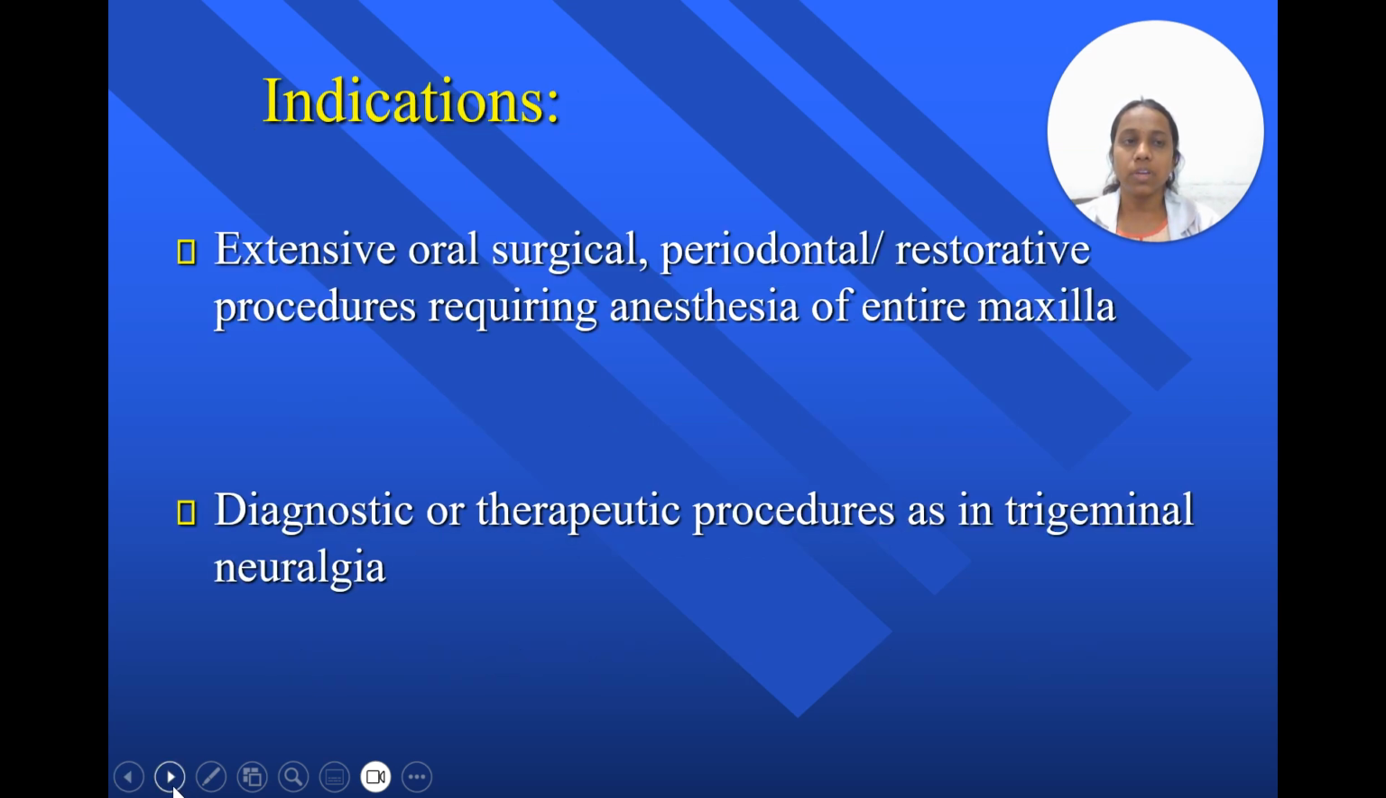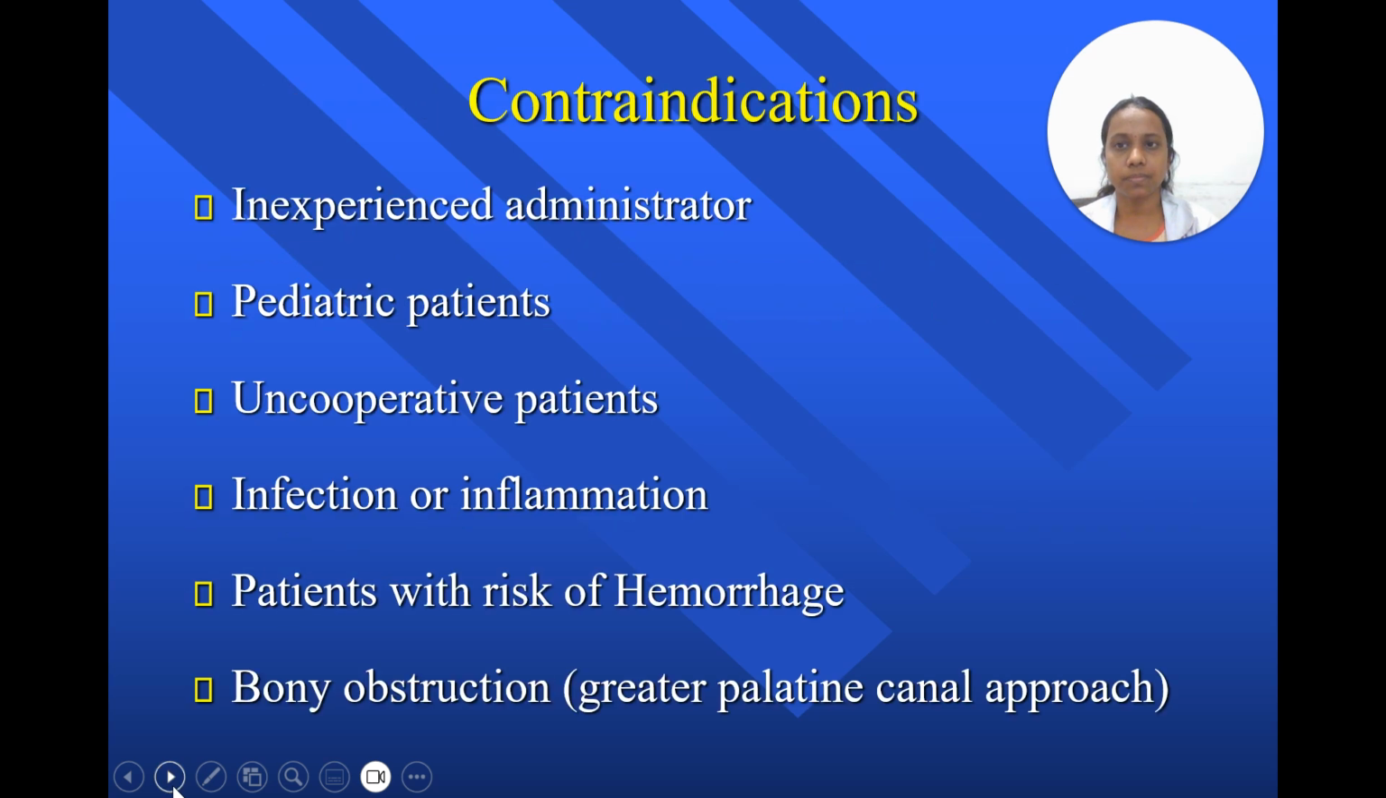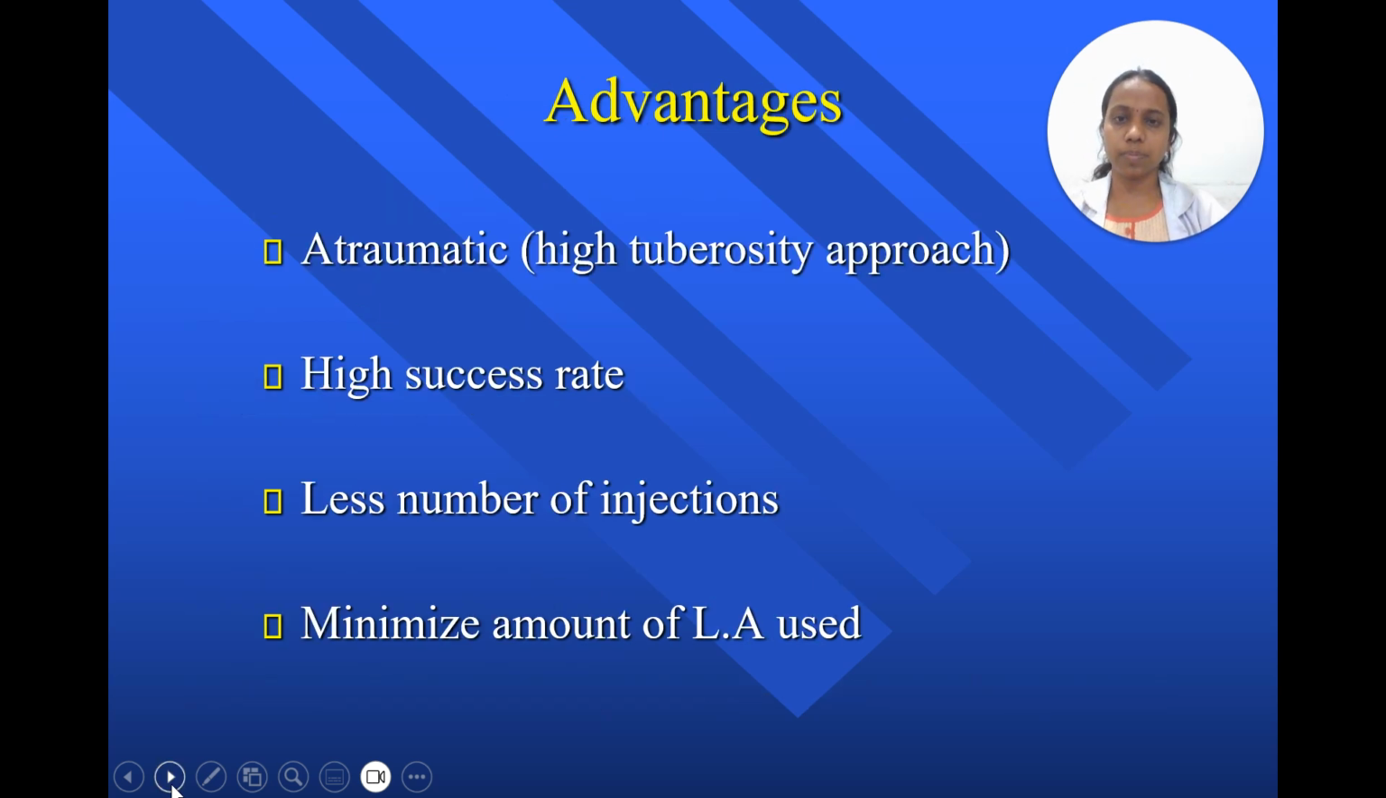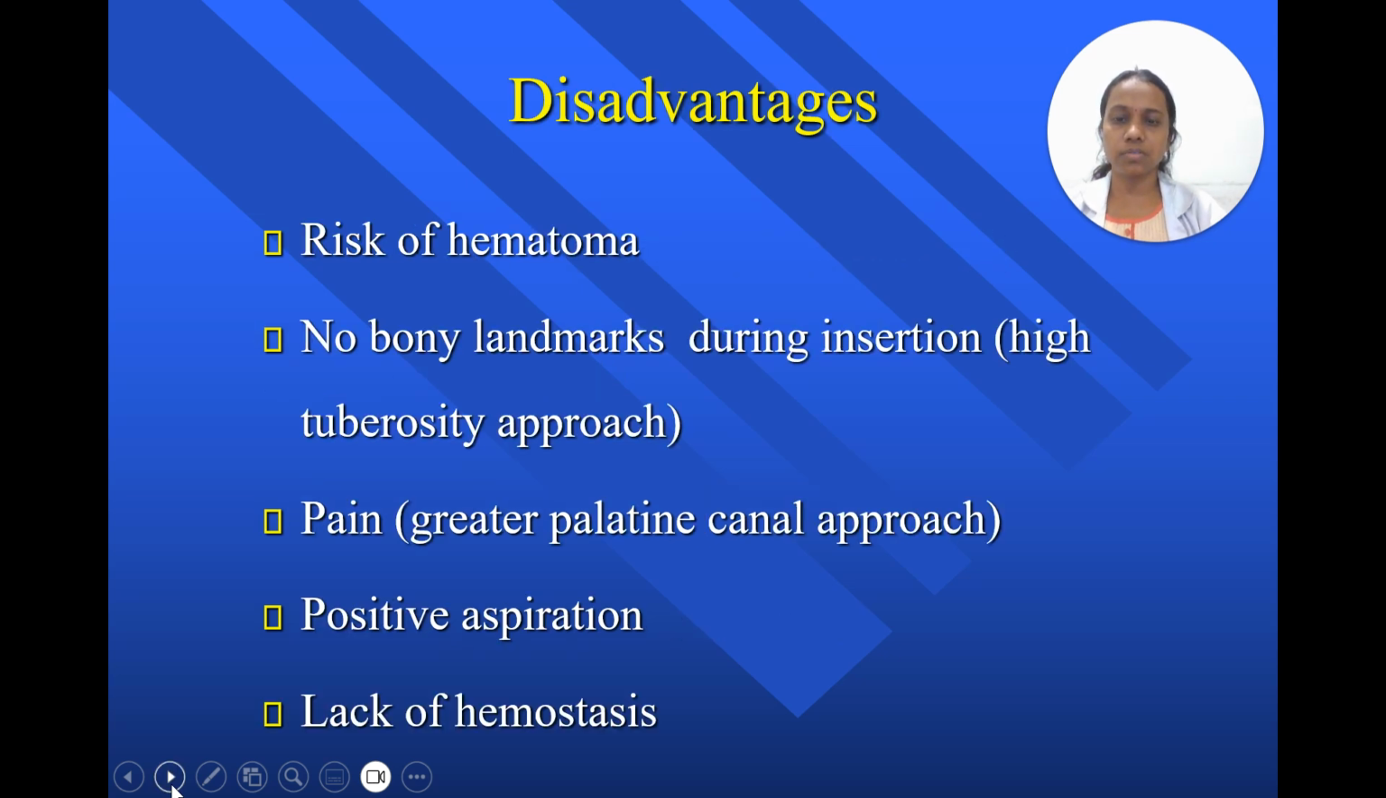It is indicated in extensive oral surgical, periodontal surgeries or restorative procedures requiring anesthesia of the entire maxilla on one side, and diagnostic or therapeutic procedures as in trigeminal neuralgia. Contraindications: inexperienced administrators, pediatric patients, uncooperative patients, infection and inflammation, patients with a risk of hemorrhage, or bony obstruction in case of the greater palatine canal. Advantages: anesthesia is profound, high success rate, fewer injections, minimized failure. Disadvantages: risk of hematoma, no bony landmarks during insertion in the high tuberosity approach, pain during the greater palatine canal approach, positive aspiration is possible, and lack of hemostasis.